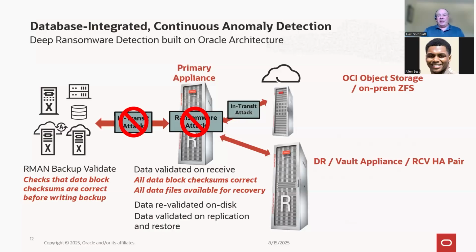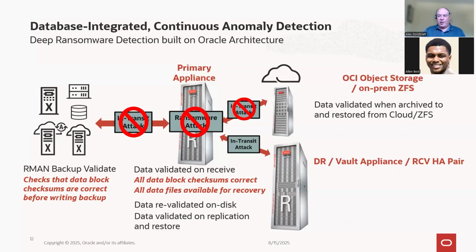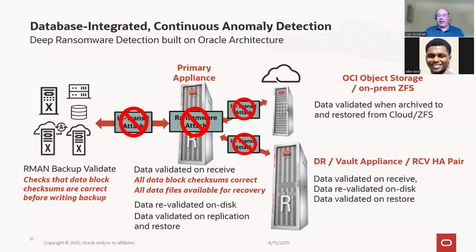And we do exactly the same for the archive data. We validate archive data before it's shipped for archiving purposes to the object storage, or to the ZFS system for on-premises. And we do exactly the same with the secondary appliance in the HA pair. Because they communicate with each other, we do exactly the same for the replication transit, and then we revalidate on the receive for the secondary host.